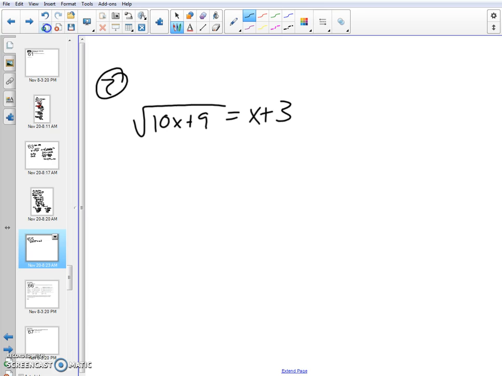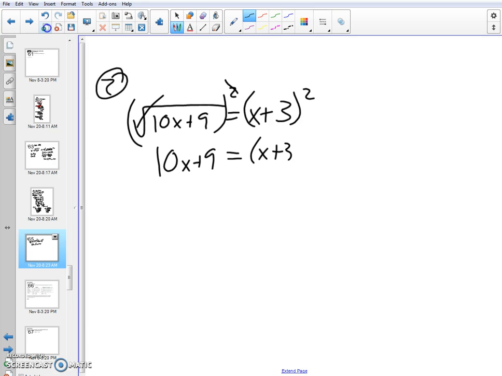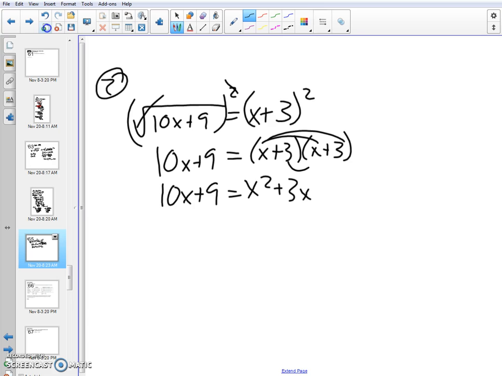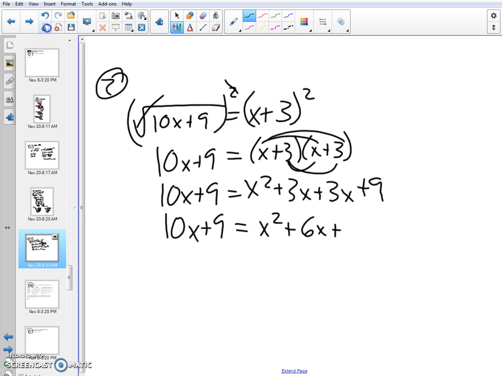So same idea, we have x on both sides. To get rid of that square root, I know I'm going to have to square each side. So here I'm left with 10x plus 9 because square root and squaring undo each other. And here, x plus 3 squared would mean I have x plus 3's. So when I do all that distributing, I would end up with x squared plus 3x plus another 3x plus 9. So 10x plus 9 equals x squared plus 6x plus 9.